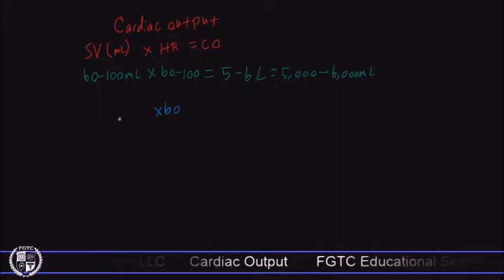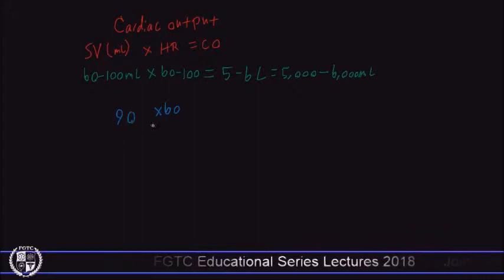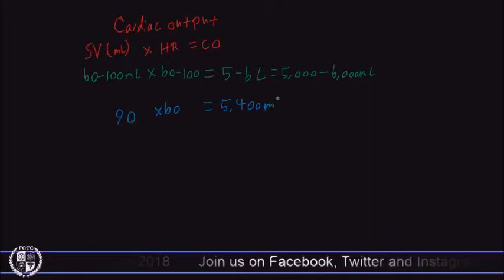So if their heart rate is 60 and they're an athlete, and their stroke volume is, let's say, 90 milliliters for every time that their heart contracts, it is sending out 90 milliliters worth of blood. So you do 90 times 60, and what that gets you is 5,400 milliliters, which is going to equal 5.4 liters. And that is going to fall within those acceptable parameters.